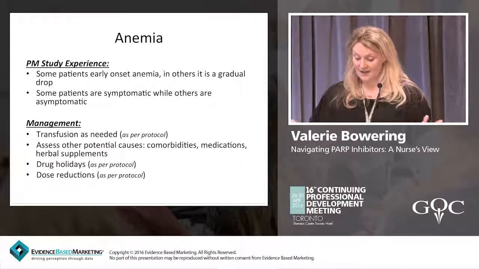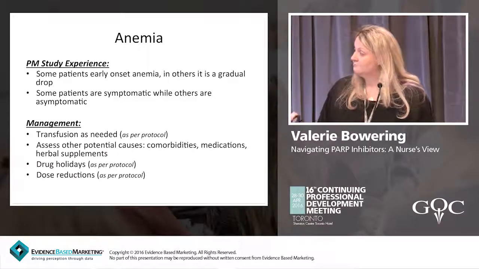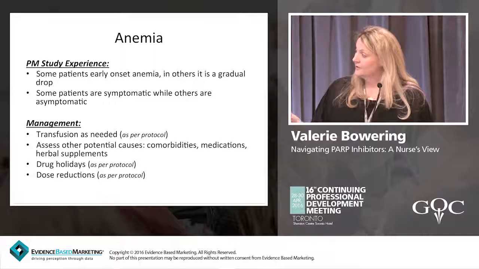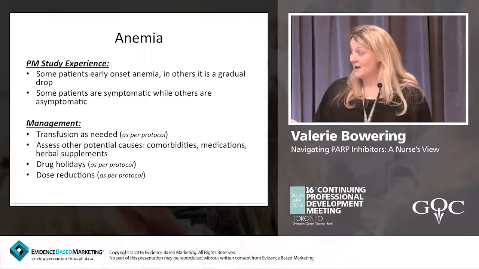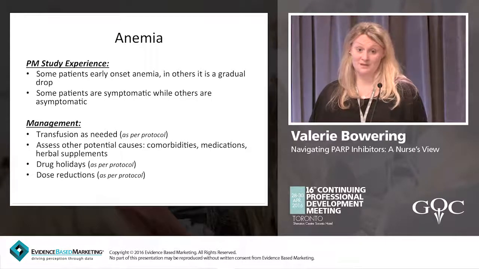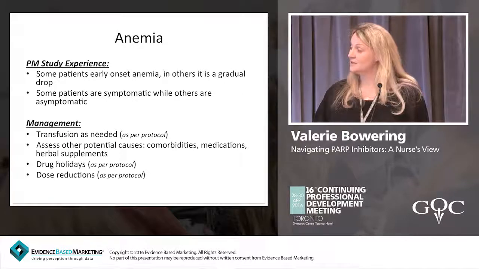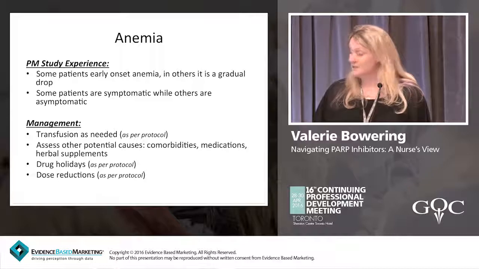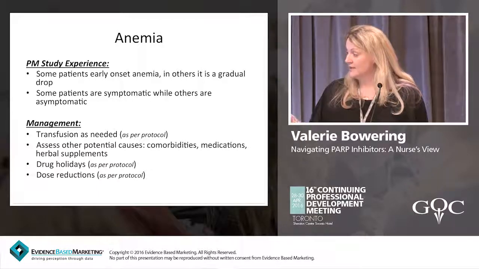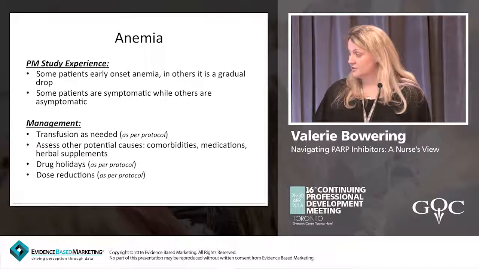So anemia, again, is very similar to the rucaparib. Some patients had it early, some patients had it gradually. Some patients were symptomatic and others weren't, so they would come in with a hemoglobin of 95, 80, 75, that type of thing, and they just didn't feel any different, so it just kind of depended. Transfuse as needed, as per the protocol and how the patient was feeling. Again, dose reductions or dose holidays.